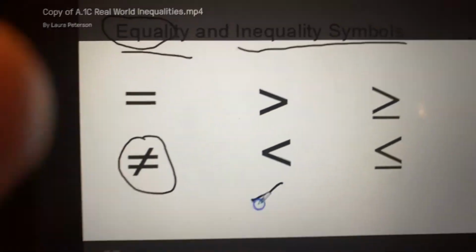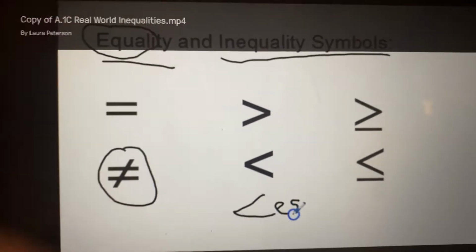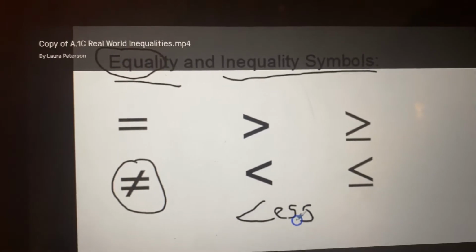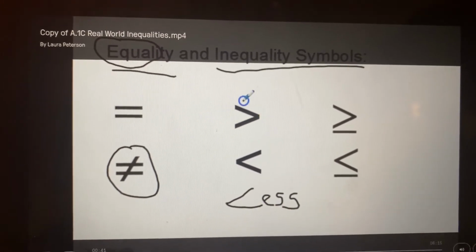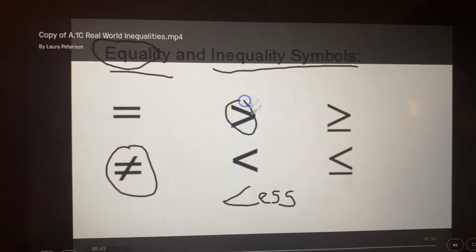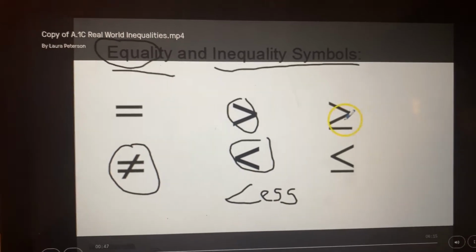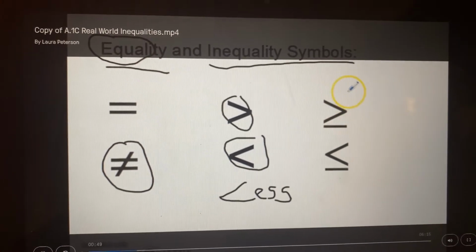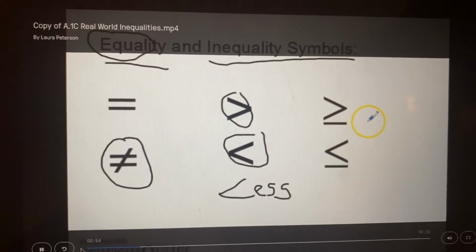I like the less than one. It helps me remember because it almost has the L, so it almost looks like that less than symbol with your L when you hold your hand up. So this one here is your greater than symbol. This one down here is your less than. And then remember the ones that have the lines underneath them also mean that this is going to be greater than or less than and equal to.